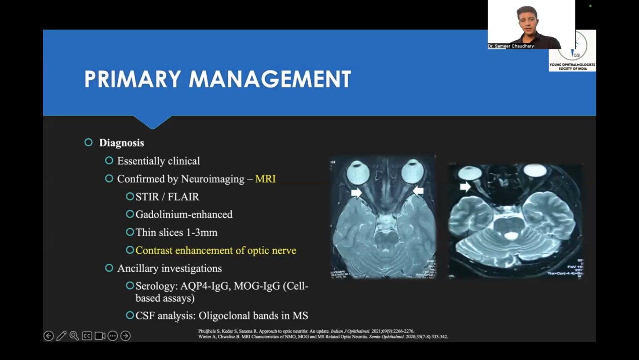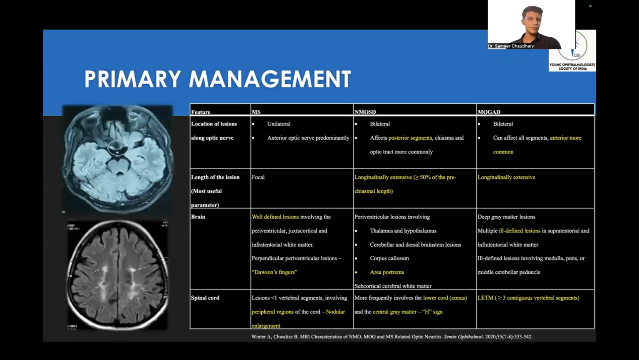CSF analysis might reveal oligoclonal bands in multiple sclerosis. So coming to the MRI features, in MS, the location of the lesion along the optic nerve is typically unilateral and the anterior optic nerve is predominantly affected. Whereas NMOSD and MOGAD are more commonly bilateral. NMOSD typically affects the posterior segments more commonly, the chiasma and the optic tract, whereas MOGAD can affect all segments, although anterior is more common. The optic neuritis in NMOSD and MOGAD is typically longitudinally extensive. By that, we mean that more than 50% of the prechiasmal length of the optic nerve is affected.